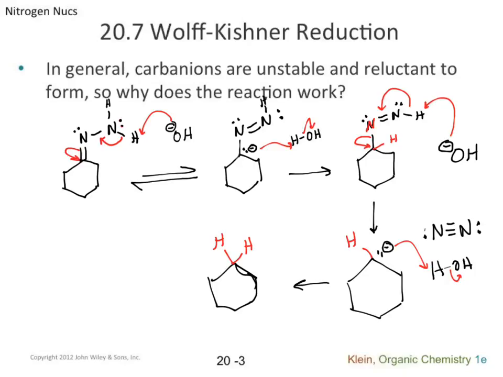Okay. Why can we form the carbanion if it's unstable? It has to do with the loss of that nitrogen. If we kick off nitrogen gas, we've now made something incredibly stable to offset our unstable carbanion. So if given enough time and heat, we can actually push this reaction to release that nitrogen gas, and we've done our full reduction.